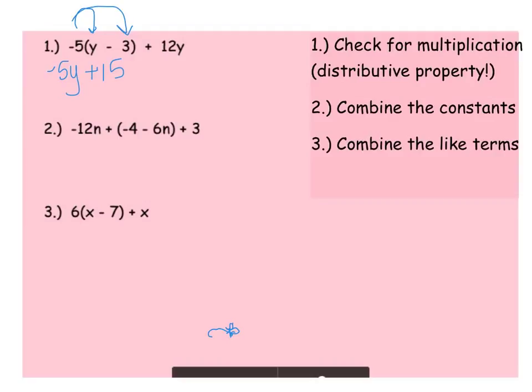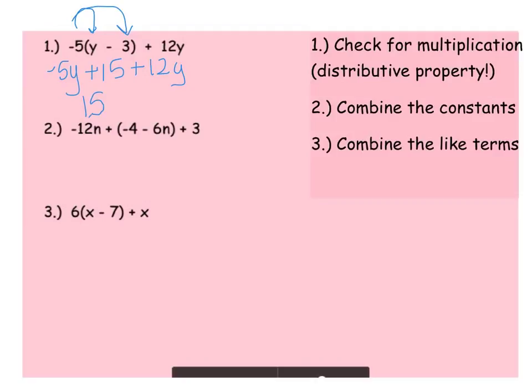Okay, now I'm at the end of the parentheses, so I don't need to distribute. I don't distribute to that 12y. I just bring that 12y down as part of my new problem. Now I combine the constants, but there's only one constant in this problem, so I know in my answer I'm going to have 15.